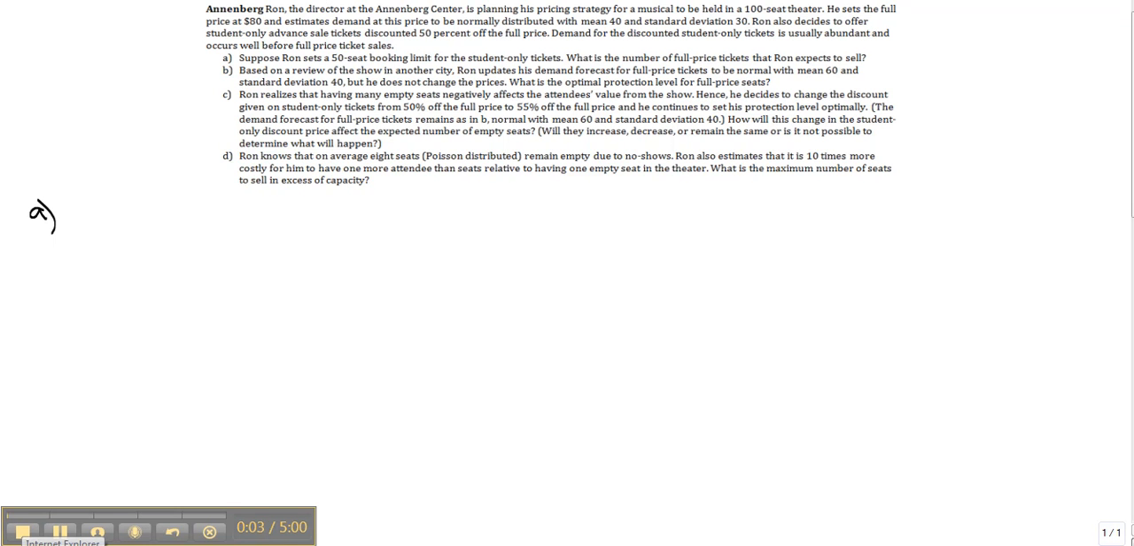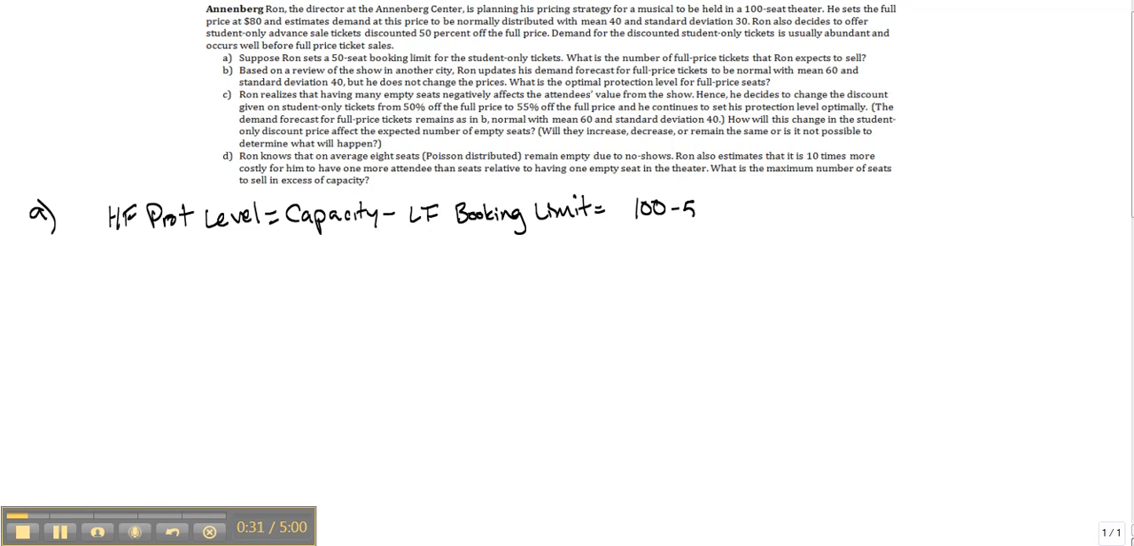In order to answer part A of the Annenberg problem, let's start by figuring out the number of high fare protection seats. We know that this level is equal to the capacity minus the low fare booking limit. In this case, that's equal to 100 minus 50, or 50.